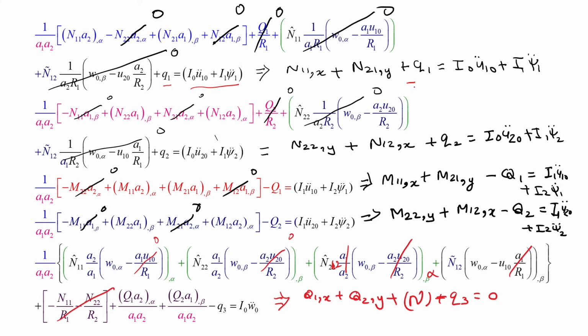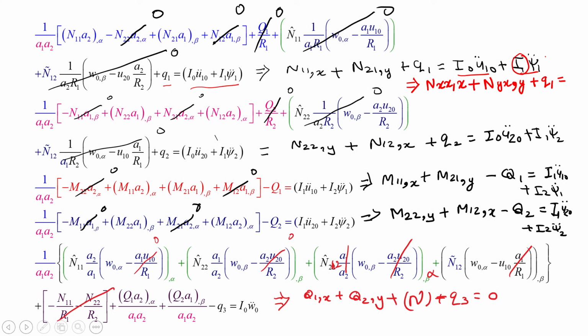Again, if you are interested, you can write nx comma x plus nyx comma y plus loading in one direction equal to I0 u1 double dot plus I1 psi1 double dot. Here I1 is going to be 0.